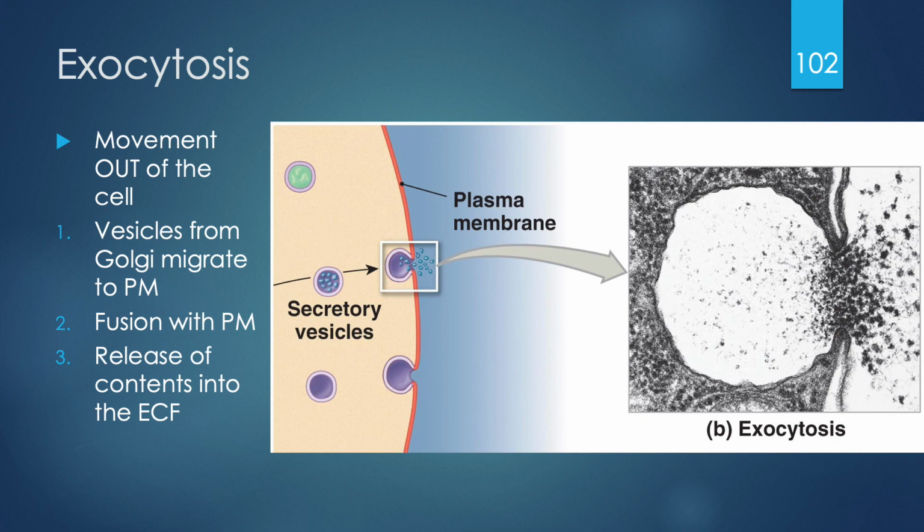In exocytosis, we are moving bulk products out of the cell. So these vesicles are going to come from the Golgi apparatus and migrate towards the plasma membrane. Following this, it fuses with the plasma membrane and then bursts to release its contents out into the extracellular fluid. Following this, the plasma membrane of course repairs itself and maintains its integrity.